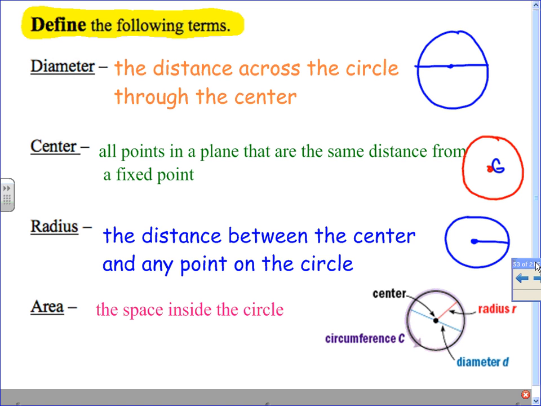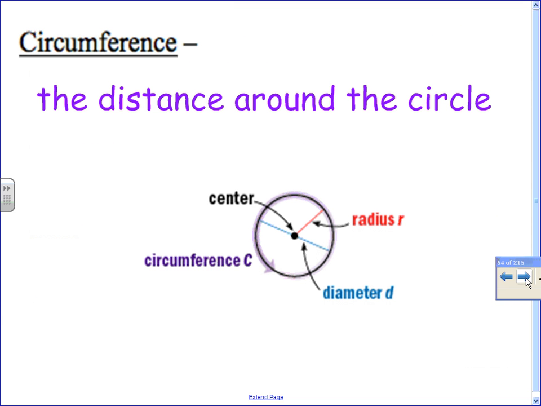Okay, so let's do some examples. Oh, wait, I forgot one. Sorry, forgot about circumference. Circumference is just like perimeter. It's the distance around the circle. Of course, it's a different formula, because a circle is not a polygon; it has curved sides, so you can't just add up all the sides because there are no sides. So we're going to talk about the circumference and area formulas today. That's pretty much the bulk of this lesson.